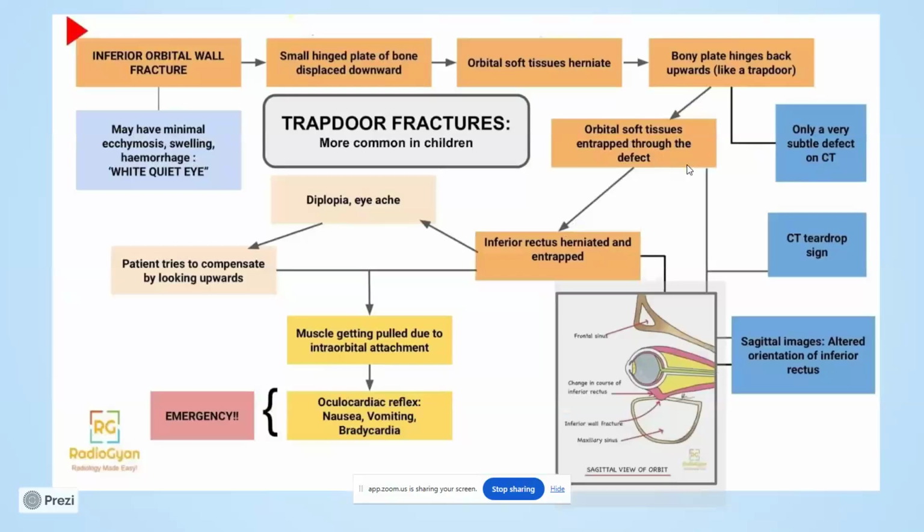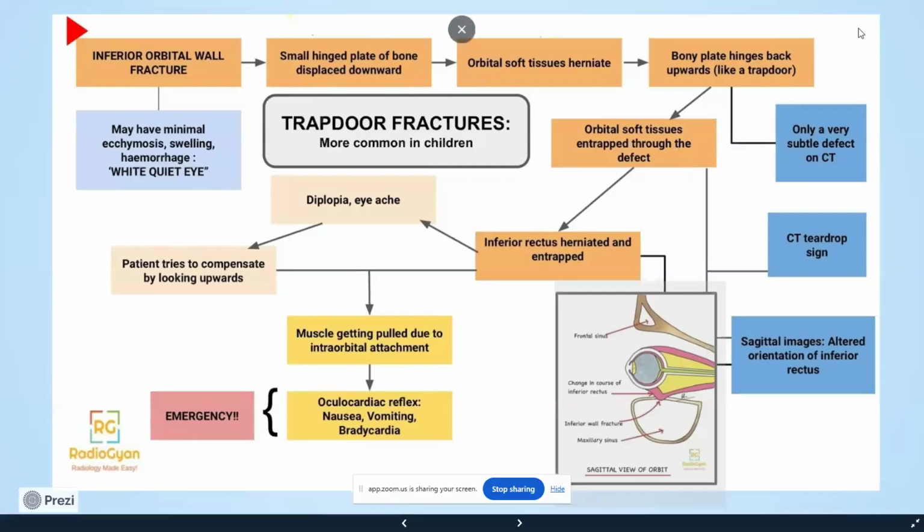Now coming to trapdoor fractures, which are more common in children. Why? Because their bones are more pliable and more elastic in nature. So what happens when there is an inferior wall fracture in kids? A small hinged plate of bone is displaced downward, the orbital soft tissues herniate into it, and then the plate hinges back upwards just like a trapdoor, and that entraps the orbital soft tissues. If the inferior rectus has also gone inside, it becomes entrapped. The kid will suffer from diplopia and severe oculocardiac reflex, which is an absolute emergency for floor fracture repair.